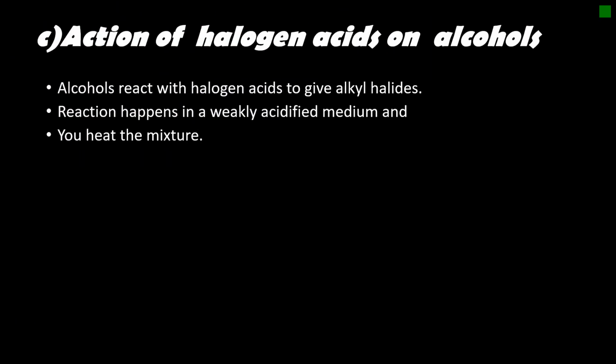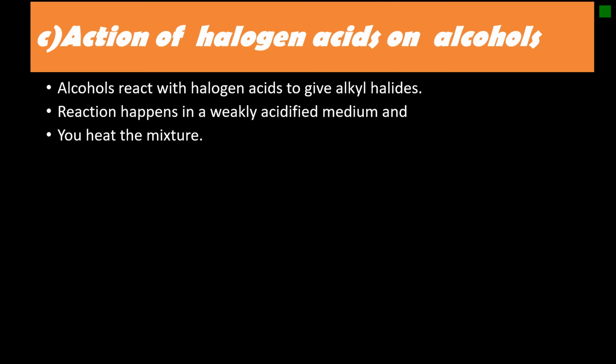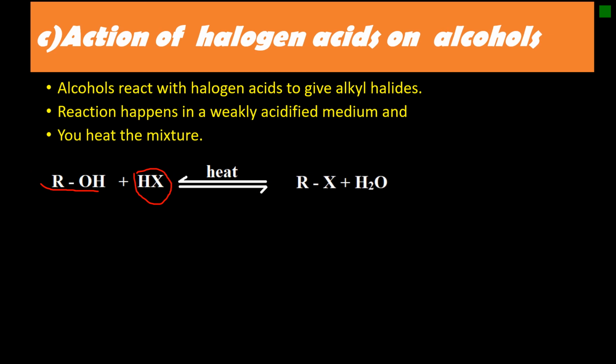The third reaction is the action of halogen acids on alcohols. Alcohols react with the halogen acid to give alkyl halides. Reaction happens in a weakly acidified medium, and you heat the mixture. Here we have a general equation. This is an alcohol reacting with hydrogen halide or halogen acid to give an alkyl halide and the water molecule.